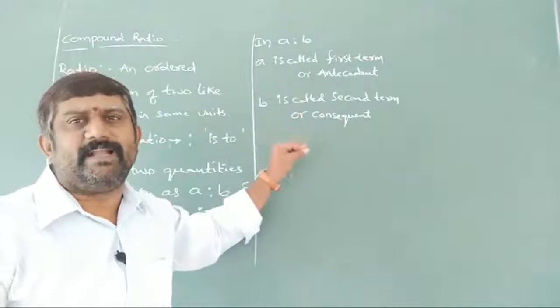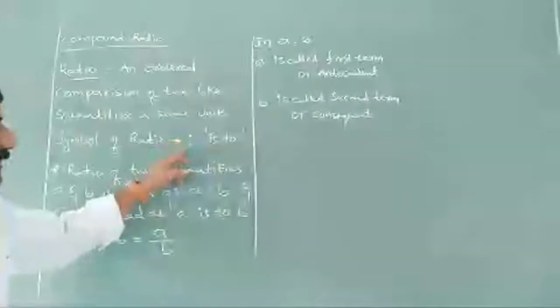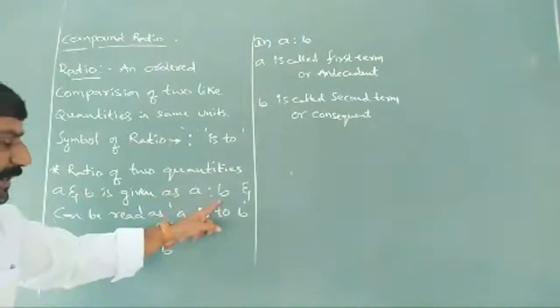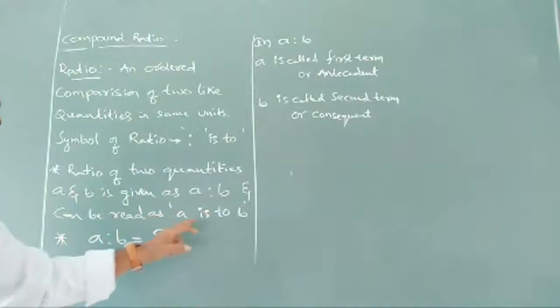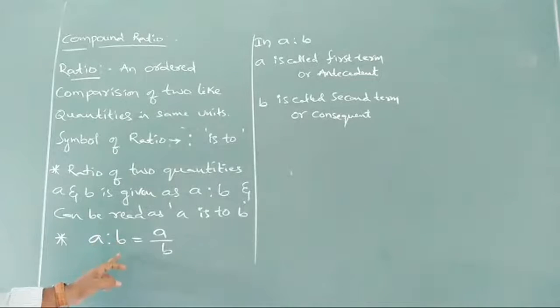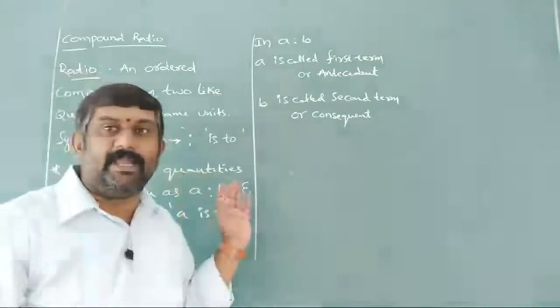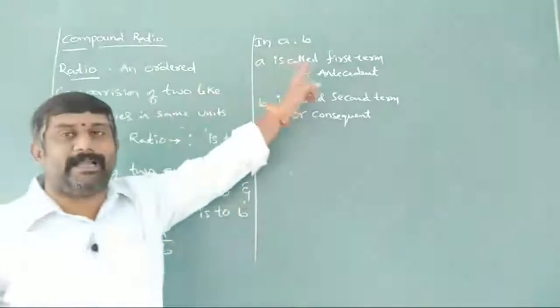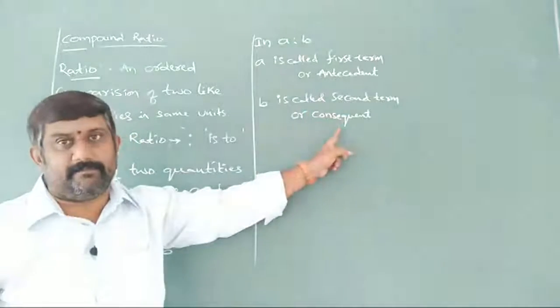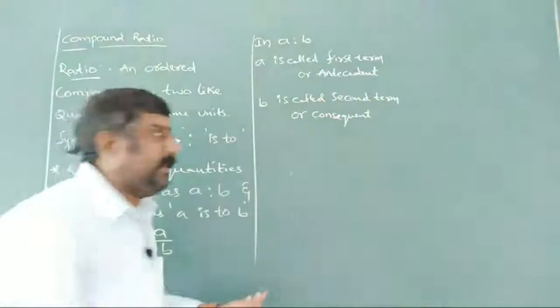So this is the basic idea about ratio. What is the symbol of ratio? This is the symbol of ratio, and A and B is given as A is to B and can be read as A is to B. And the A is to B ratio can be given as A by B also in division. In A is to B, A is called first term or antecedent and B is called second term or consequent.